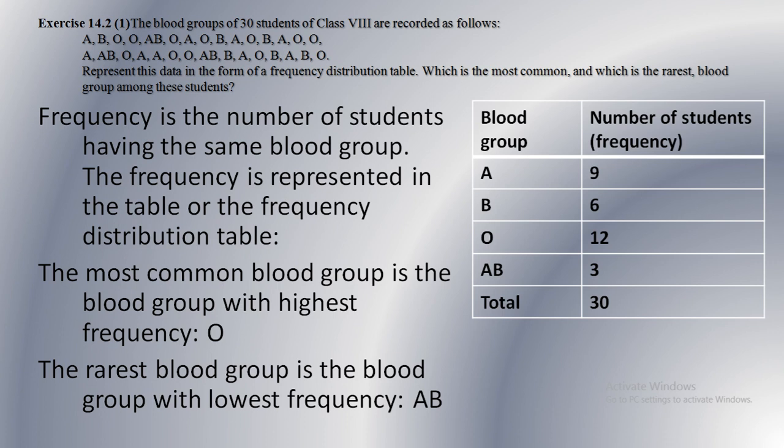It is O, and the rarest is 3, and the blood group is AB. So I have written here: the most common blood group is the blood group with the highest frequency, which is O, right? And the rarest blood group is the blood group with the lowest frequency, which is AB. Got it?